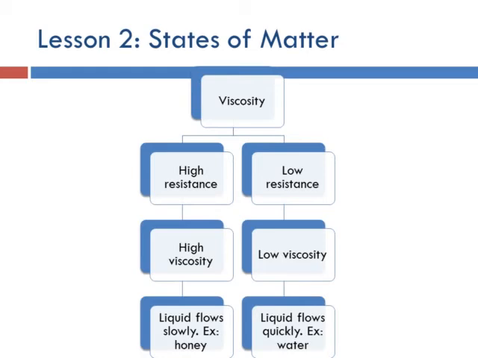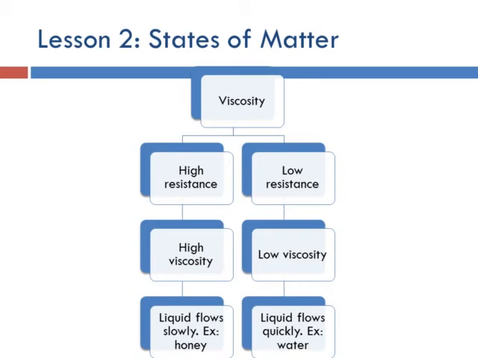In this slide, we're gonna be talking about the viscosity of liquids. If the particles in a liquid have a high resistance to moving, then this means that the liquid has a high viscosity, which means that if we try to pour this liquid from one container to another, it's gonna take a long time to flow. For example, if we take honey, if you try to pour honey from a cup to another cup, it's gonna take a long time. This is because the particles of the honey are trying to resist this movement.